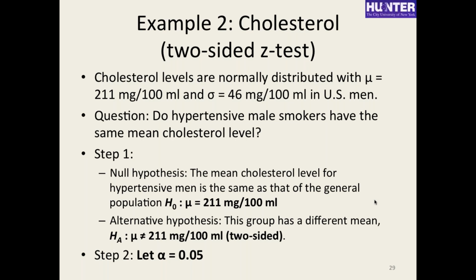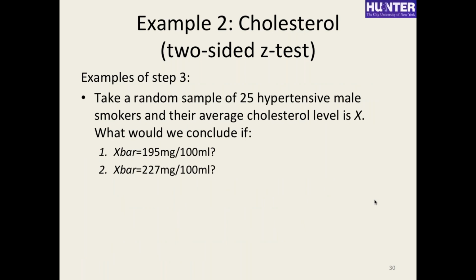Mu for smokers is not equal to 211. Okay, we're going to let alpha be 0.05. We want to have less than 5% chance of being wrong if we reject the null hypothesis. So we take a random sample of 25 smokers and find their average cholesterol.